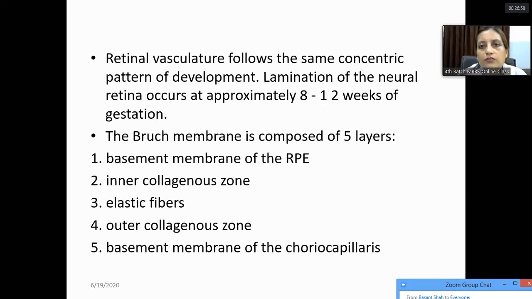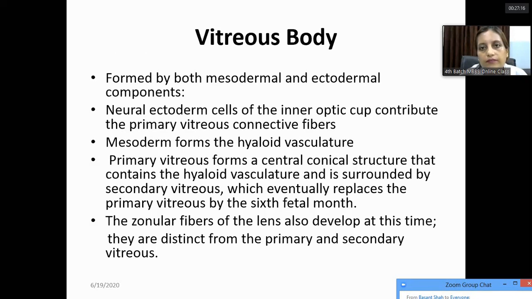So retinal vasculature follows the same concentric pattern of development, and lamination of the neural retina occurs at approximately 8 to 12 weeks of gestation. So there is a Bruch's membrane, which is composed of different layers beyond the choriocapillaris.